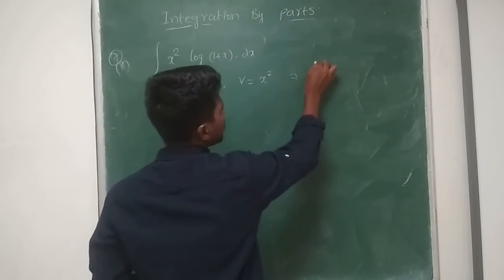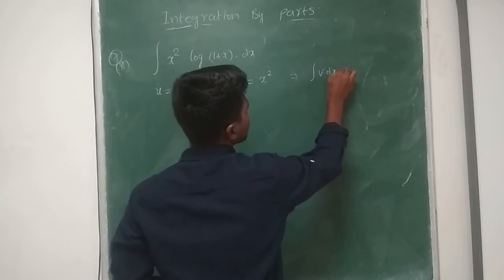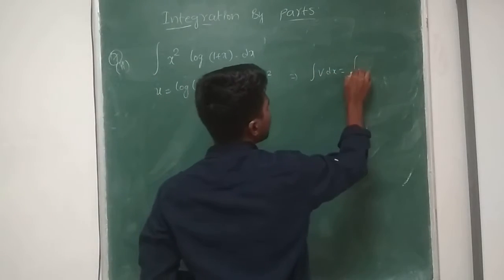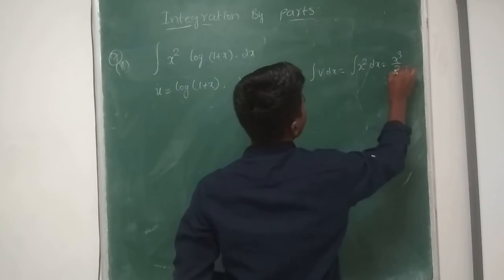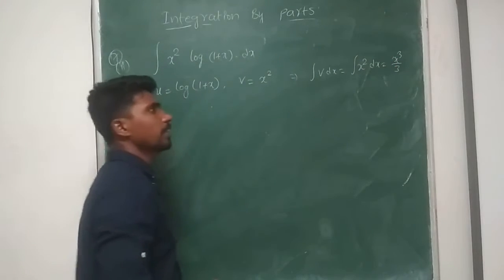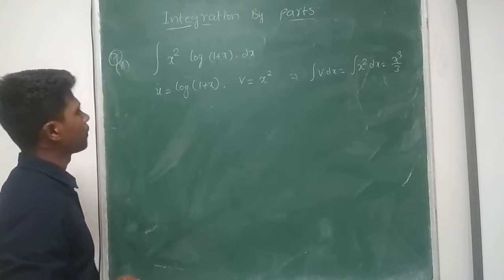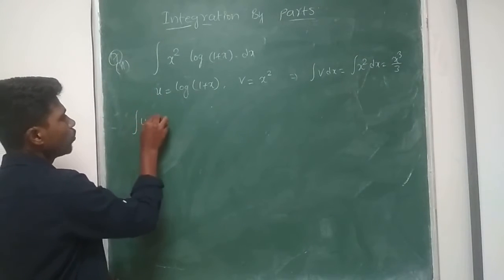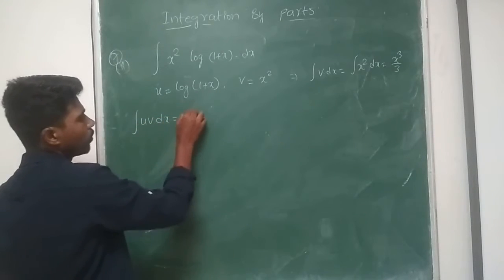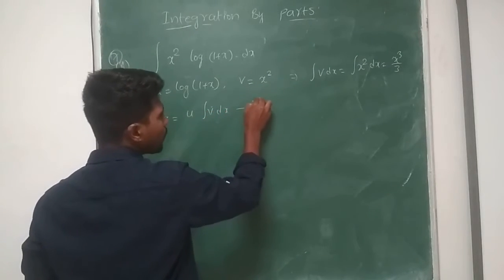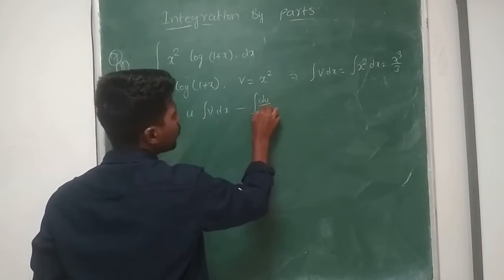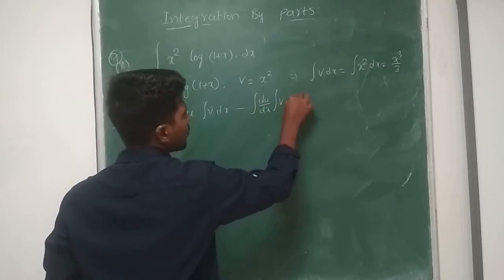So what is its integration? Integral v dx is equal to integral x square dx, nothing but x cube by 3. Now integral u v dx is equal to u integral v dx minus integral du by dx, integral v dx.